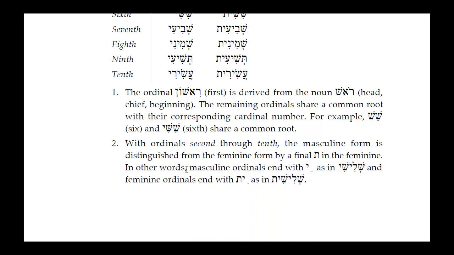With ordinals second through tenth, the masculine form is distinguished from the feminine form by the final tav in the feminine. In other words, masculine ordinals end with a hirik yod, as in shlishi, and feminine ordinals end with a hirik yod tav, as in shlishit. So the hirik yod tav shows the feminine ending. Remember we talked about that: patach tav, segol tav, shuruk tav, hirik yod tav. Those all show feminine endings.